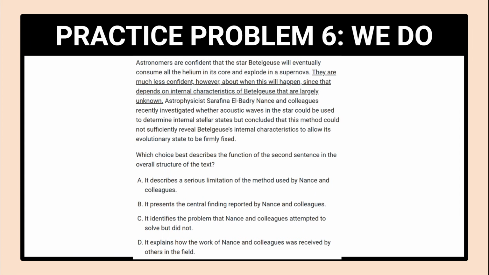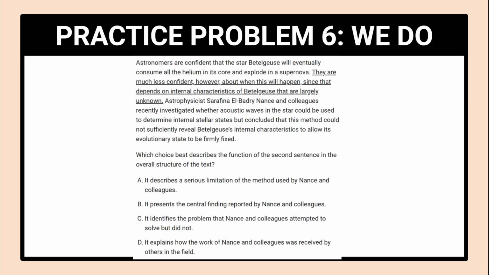Now, why we ended up with C is interesting, because it best describes how the second sentence functions in the text as a whole. So the first sentence here: astronomers are confident that the star Betelgeuse will eventually consume all the helium in its core and explode in a supernova. This first sentence establishes something astronomers believe with some certainty, that it'll explode.